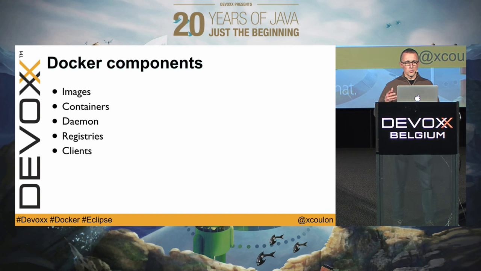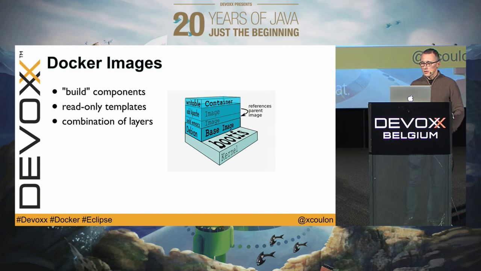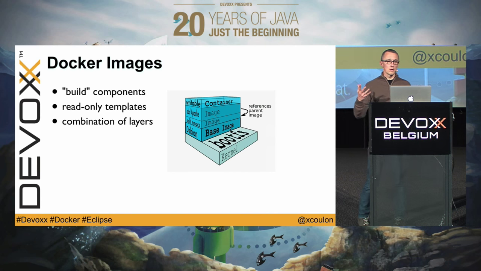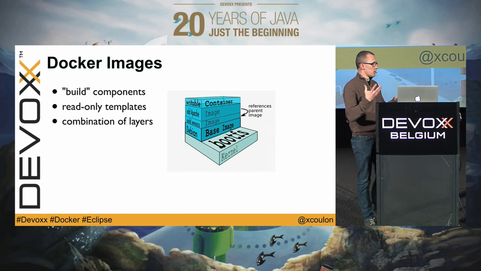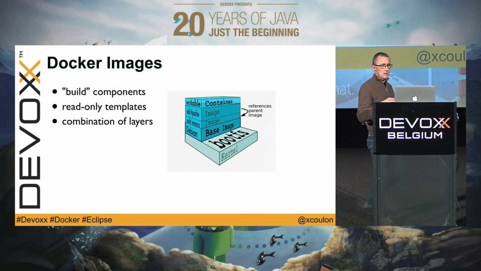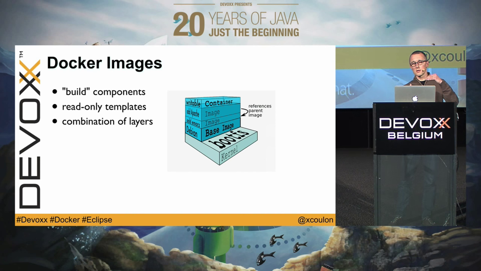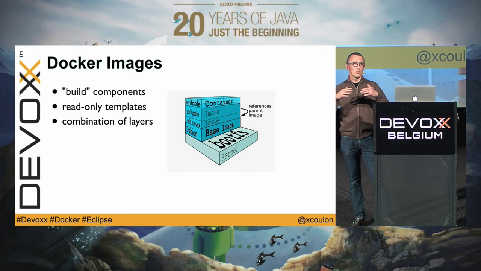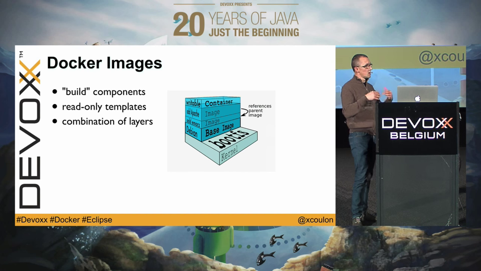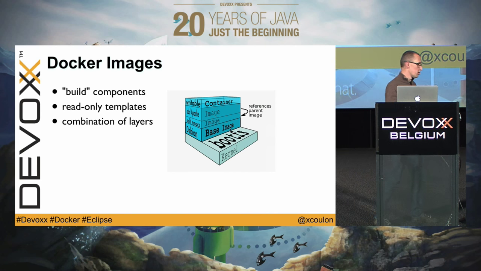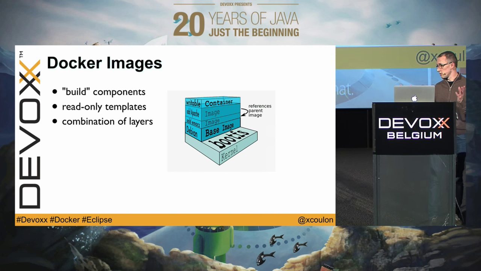So the main Docker components are images, containers, daemon, registries, and clients. So Docker images. Docker images are really the build components in Docker. Images are read-only templates. And the interesting thing about Docker is that they are made of an assembly of layers. So you're going to start with something like a base layer, which is the operating system that you want to use. So it may be something like CentOS, Fedora, Red Hat Enterprise Linux, Debian, whatever you like.